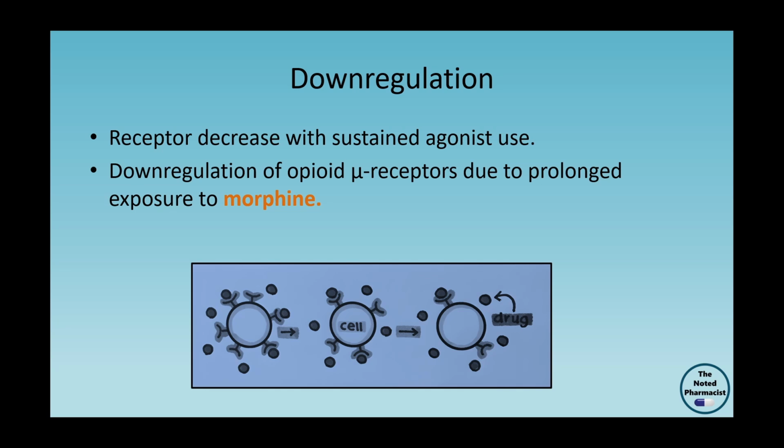Tachyphylaxis is a rapid decrease in response to a drug after initial administration, due to receptor desensitization or depletion of mediators. It commonly involves G-protein-coupled receptors, as seen with beta-2-adrenergic agonists like salbutamol, where repeated doses lead to reduced bronchodilatory efficacy due to receptor downregulation.